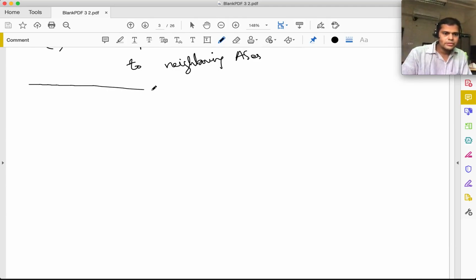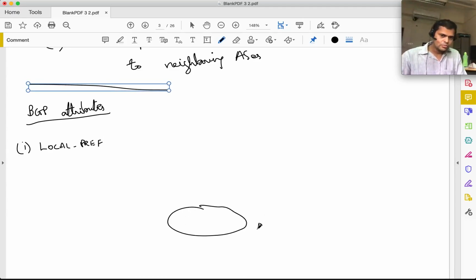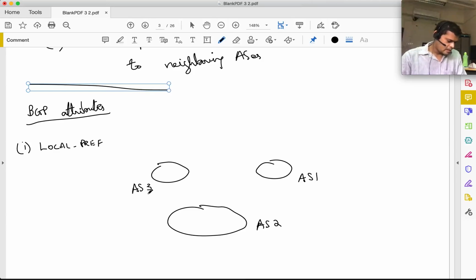So let's discuss a little bit about BGP attributes. These are helpful when you want to choose from among different routes to the same IP prefix. So the first one is called local preference. Suppose this is autonomous system 2, and it is connected to autonomous system 1 and autonomous system 3. These are the border routers, so they are connected through EBGP. And let's say that there is a particular prefix 172.16.1/24.